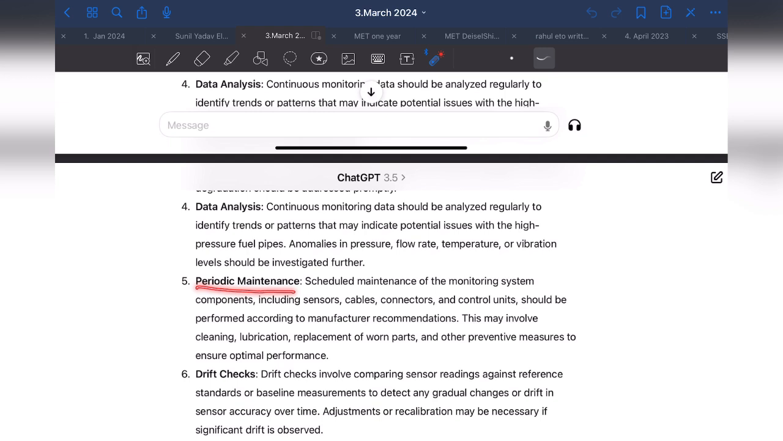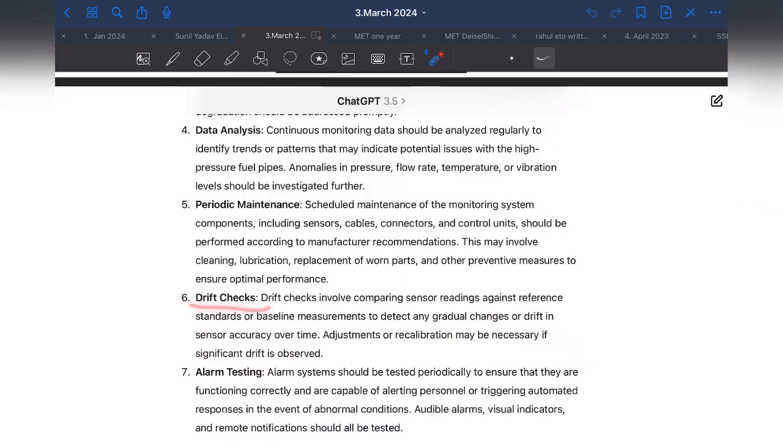Periodic maintenance. Scheduled maintenance of the monitoring system components, including sensors, cables, connectors, and control units, should be performed according to the manufacturer's recommendations. This may involve cleaning, lubricating, replacement of worn parts, and other preventive measures to ensure optimal performance. Drift checks involve comparing sensor readings against reference standards or baseline measurement to detect any gradual change or drift in sensor accuracy over time. Adjustment or recalibration may be necessary if significant drift is observed.